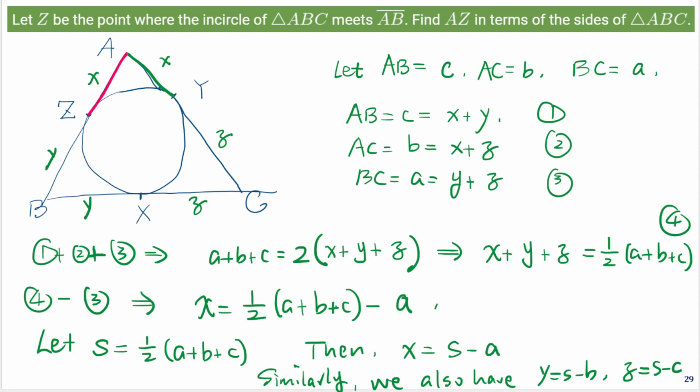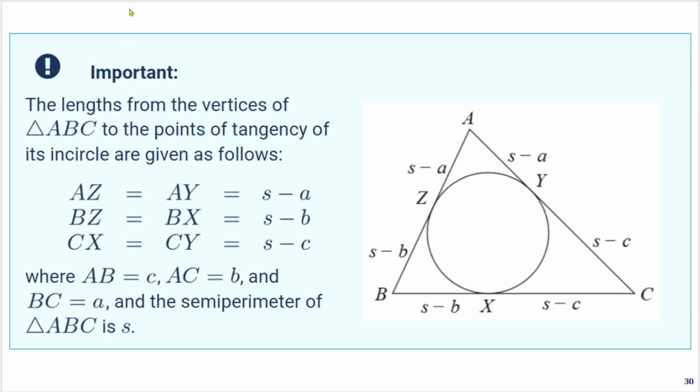So again, you can treat this as an important property, which states that the lengths from the vertices of triangle ABC to the points of tangency of its incircle are given as follows. So if you have a diagram on the right, then we have length of AZ equals AY, which is S minus A. BZ equals BX equals S minus B. And CX equals CY, which is S minus C, where AB equals C, AC equals B, and BC equals A. And the semi-perimeter of triangle ABC is S.